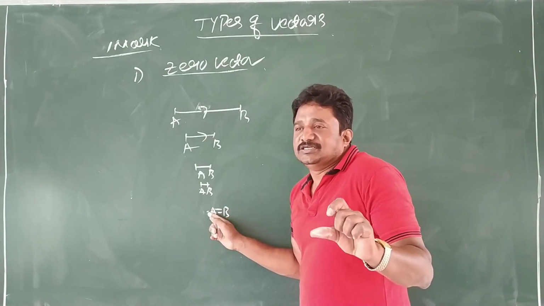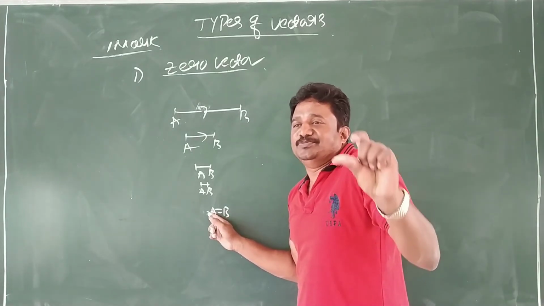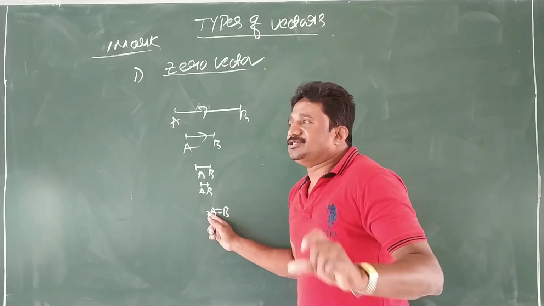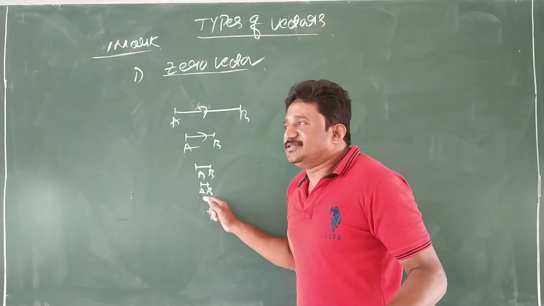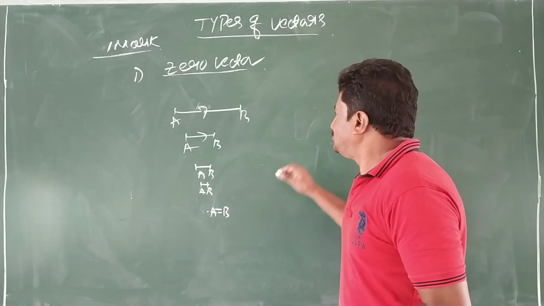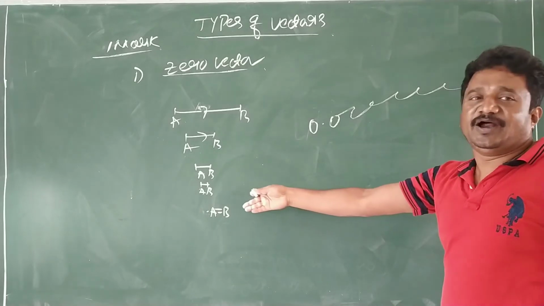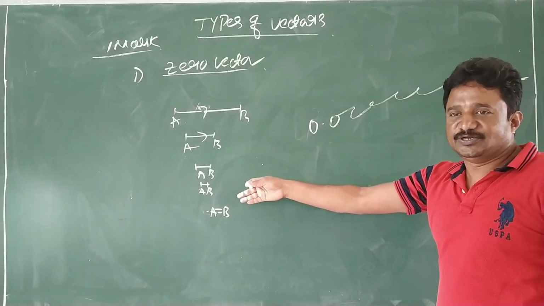Still if you are not convinced, reduce the size of this point very small, in the sense the size is almost equal to like 0.00000. Almost equal to what? 0.